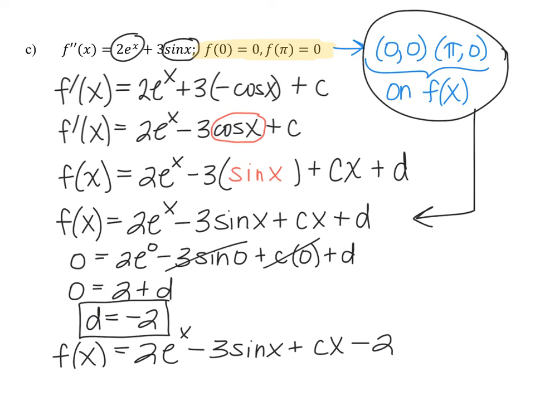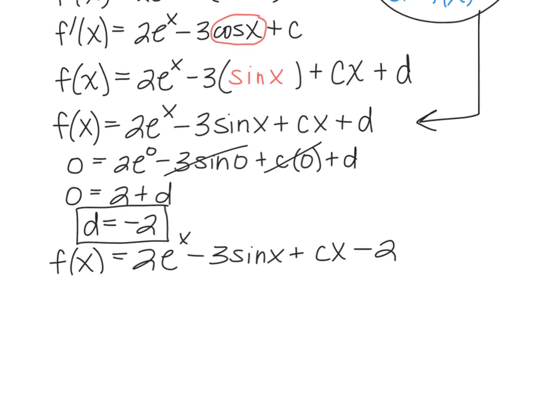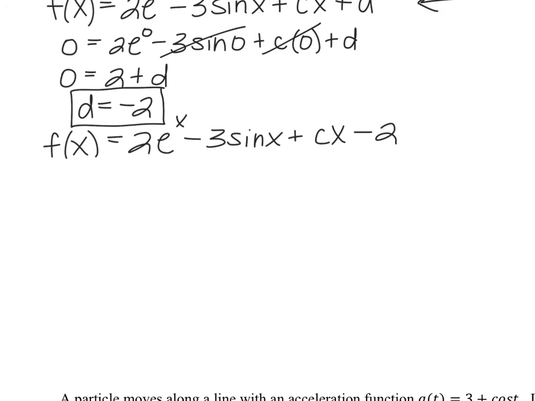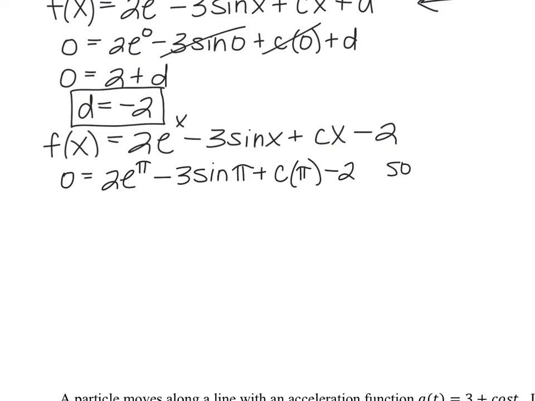And now we'll go back to the original information given to us, the second piece of information, which was f of pi equals 0. So that corresponded to the coordinate pi comma 0. So we'll go ahead and substitute in 0 for y and pi for x. So when y is equal to 0, x is equal to pi. So 0 equals 2e to the pi power minus 3 times the sine of pi plus c times pi minus 2. So at this point, sometimes it's difficult to remember what we were trying to do, what our goal was.